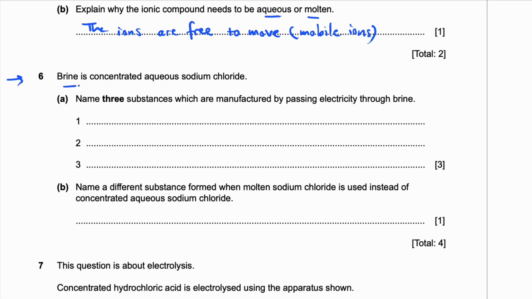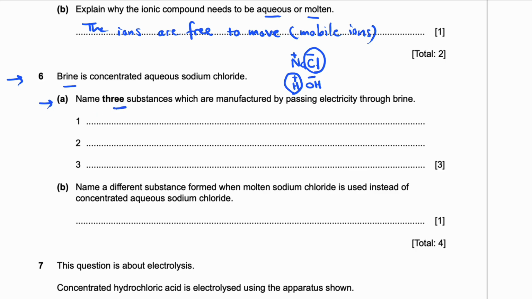Next, brine is concentrated aqueous sodium chloride. So here we have sodium chloride solution, which is concentrated, sodium positive, chloride negative, in the presence of the hydrogen ion and hydroxide ion of water. Since it's concentrated, we know that the chloride ion is going to discharge in preference to the hydroxide ion. And between the two cations, hydrogen is going to discharge because reactive metals never discharge in aqueous solutions.